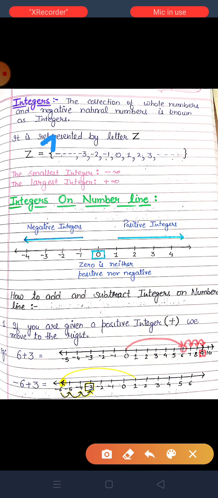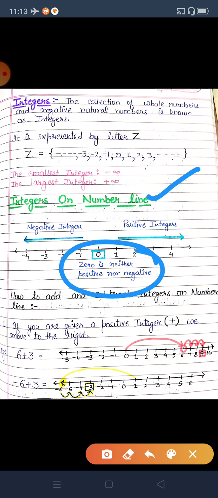Now we have studied in our last class also how to represent an integer on a number line. How will we represent an integer on a number line? First of all, you draw a straight line. In the middle of the line we will place 0.